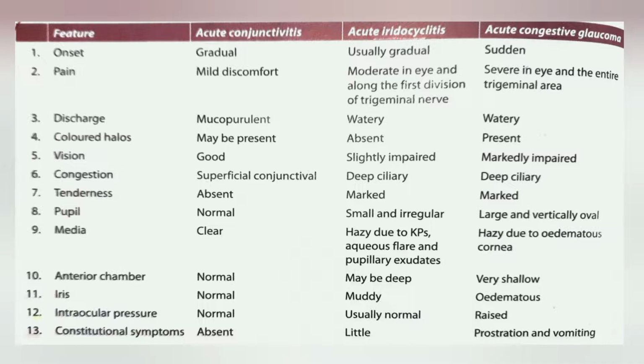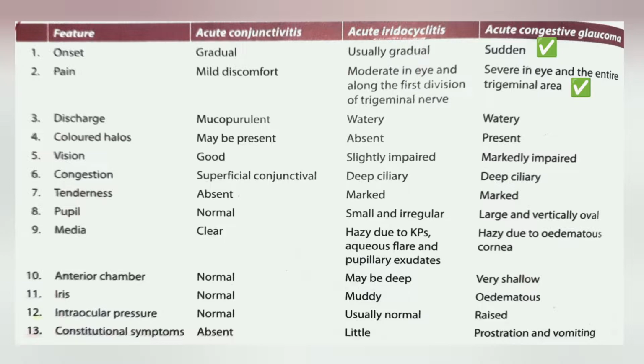Talking about the onset, congestive glaucoma develops suddenly, whereas iridocyclitis and conjunctivitis develop gradually. There is severe pain in the eye in glaucoma due to the stretching of sensory nerves, which causes intense, unbearable pain. And also, the entire trigeminal area is affected because the pain is radiated along the branches of the fifth nerve. This is due to the increased intraocular pressure in the eye. But in iridocyclitis, there is moderate pain, whereas in conjunctivitis, there is just mild discomfort.